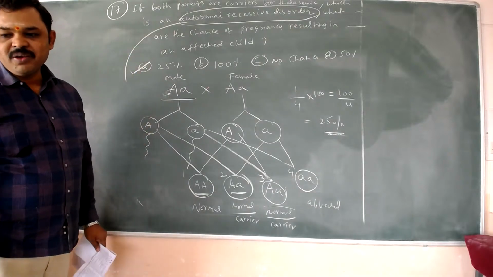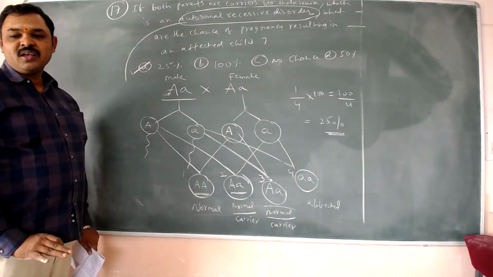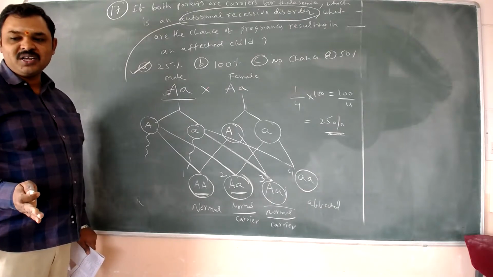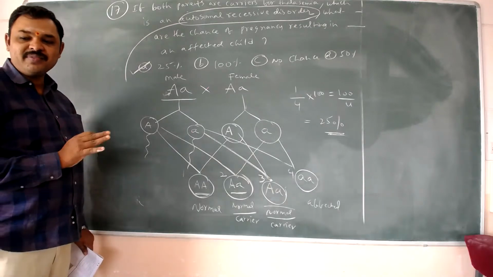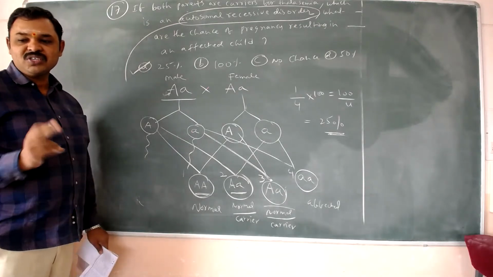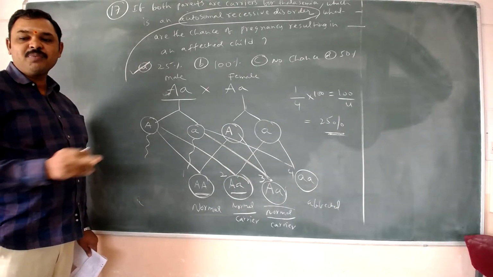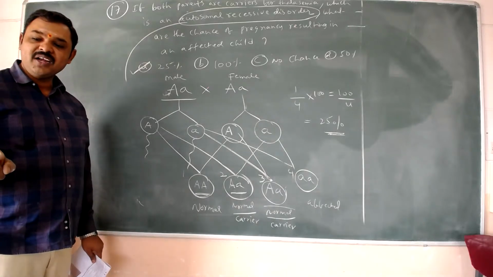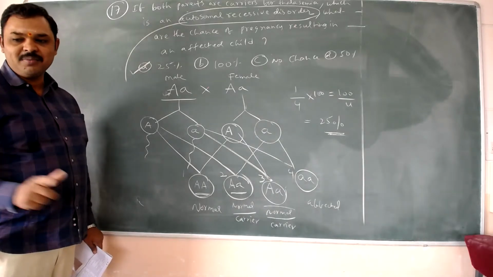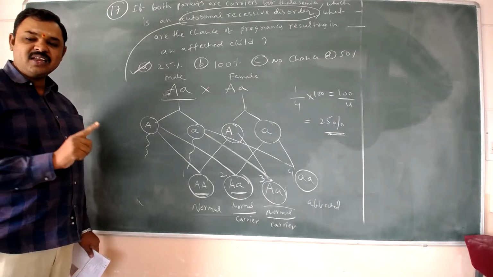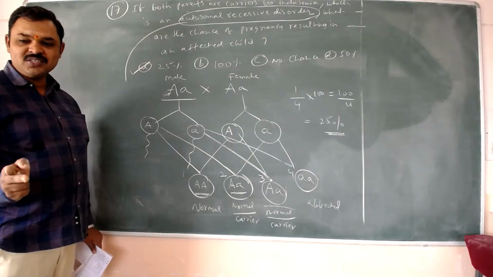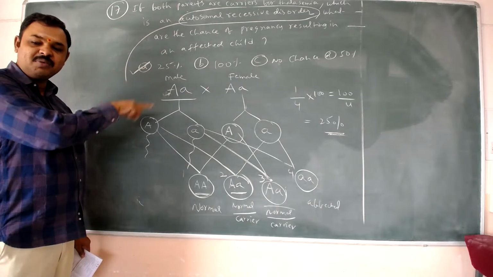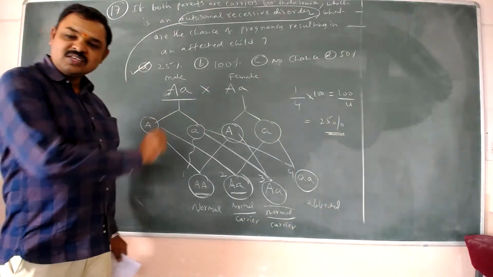Answer is A, 25%. If a cross is made between two carriers, what is the chance to have thalassemia in their crossing? 25% of the progeny or children are affected with thalassemia. It is an autosomal recessive disorder. The same inheritance pattern is applicable for sickle cell anemia. You have sickle cell anemia and thalassemia in the syllabus, and in both cases there is a chance of a question. In place of thalassemia, if they give sickle cell anemia, follow the same procedure, same pattern.